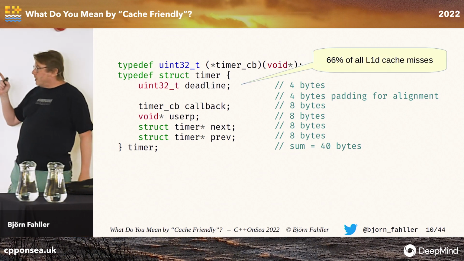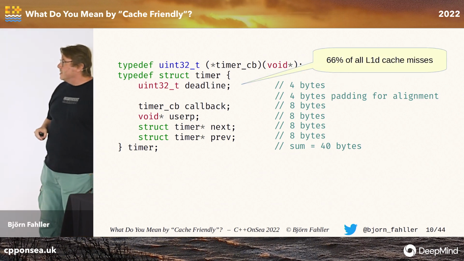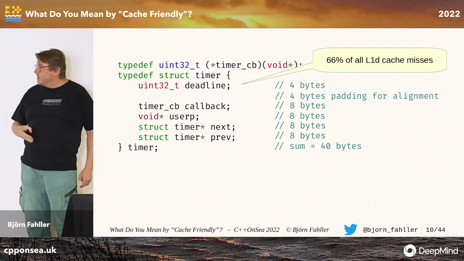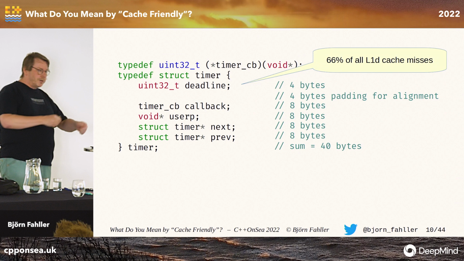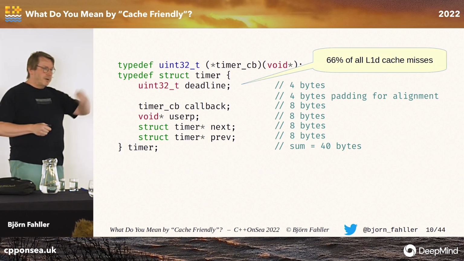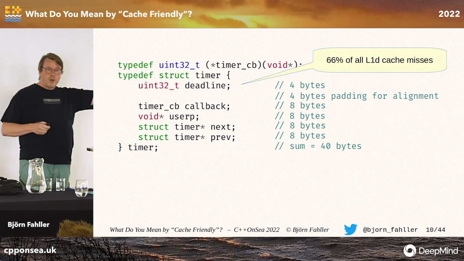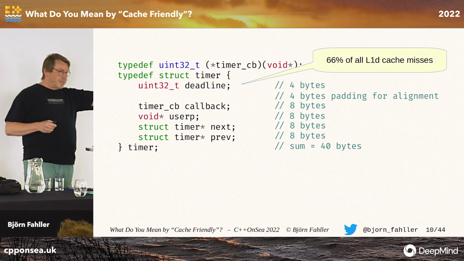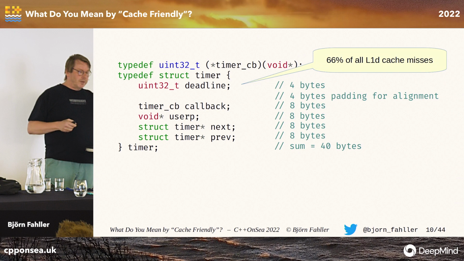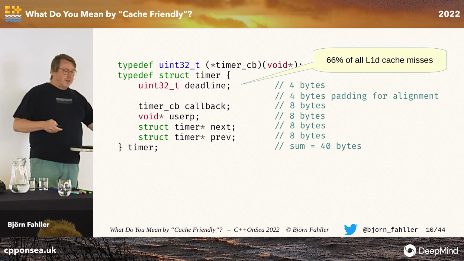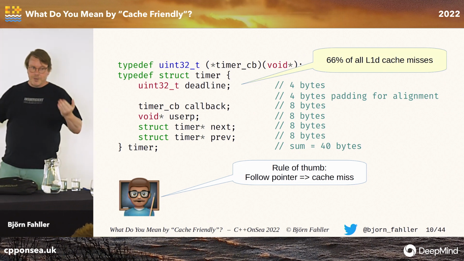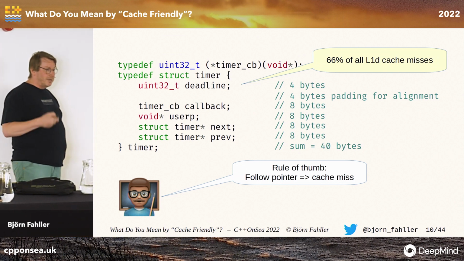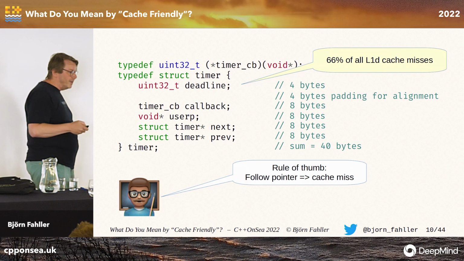But we saw that 66%, two-thirds of all cache misses, were on reading the deadline. This makes sense because we follow a pointer to some entry. We don't know where it is. It's probably a cache miss, which means that reading this deadline is a cache miss. So, rule of thumb: if you follow a pointer, assume it's a cache miss, unless you have really good information to the contrary.